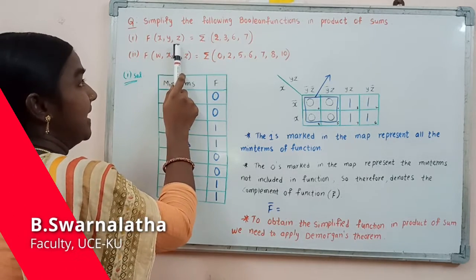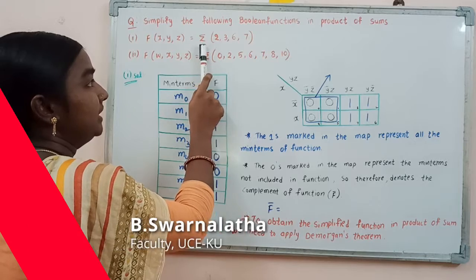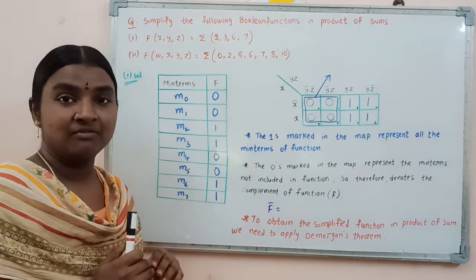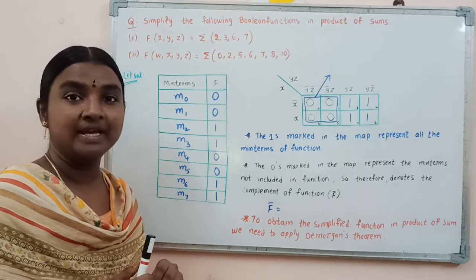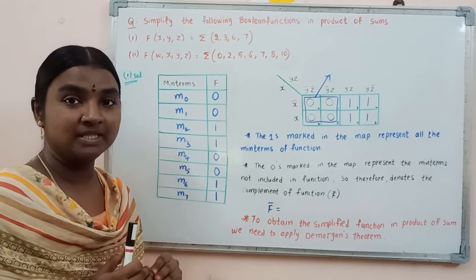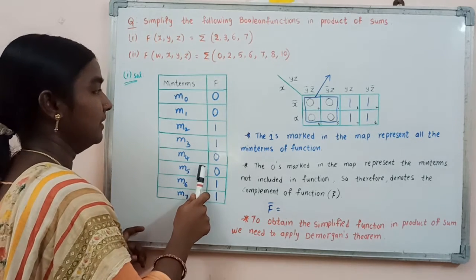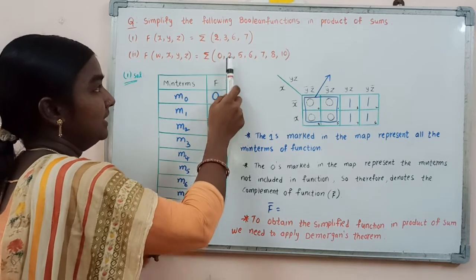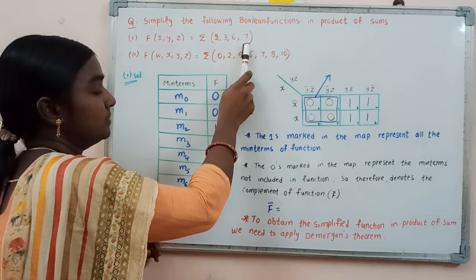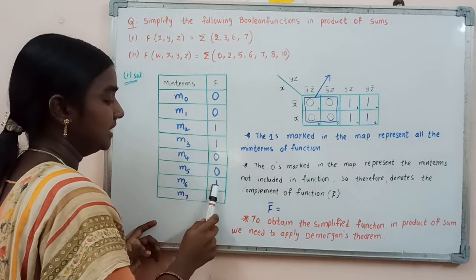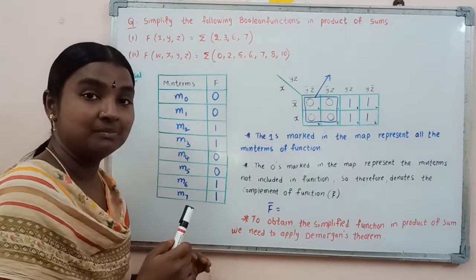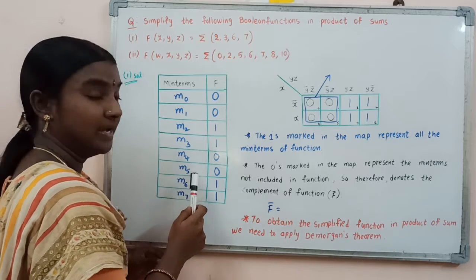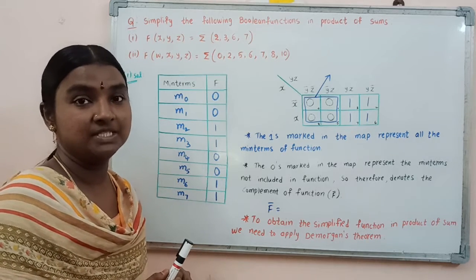Function of x, y, z is equal to sum of minterms 2, 3, 6, 7. This is a three variable function, and the minterms possible using these three variables are listed in this table, from M0 to M7. For the minterms present in this function, we assign 1 in the respective places, and for the minterms not present in this function, like M0, M1, M4, M5, we assign zeros.